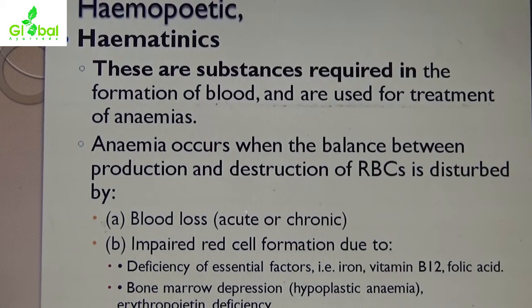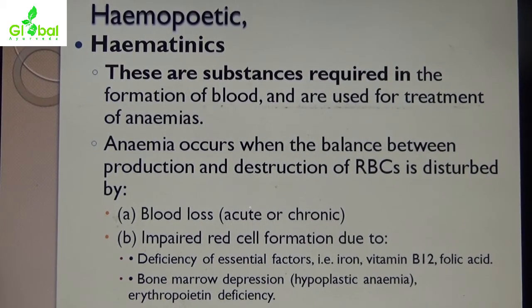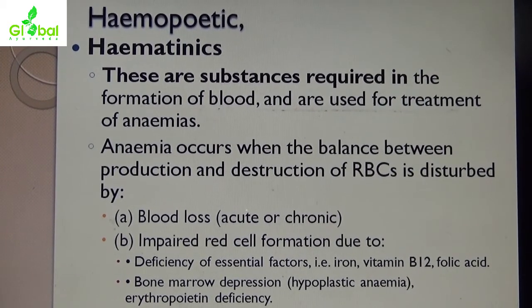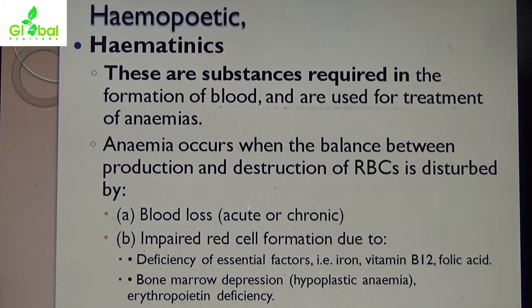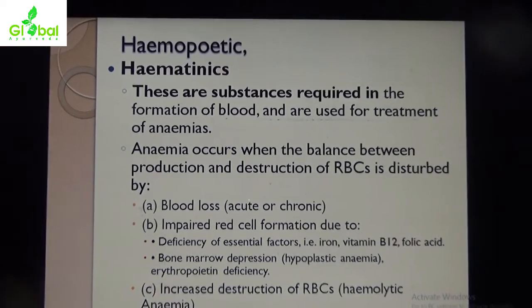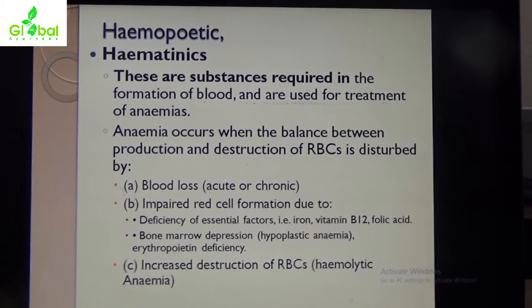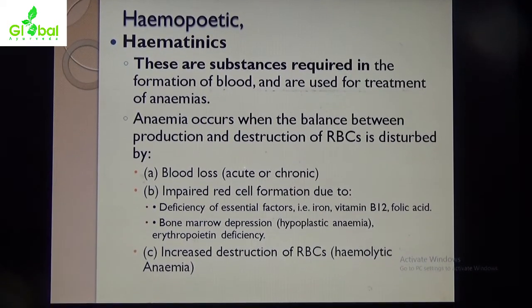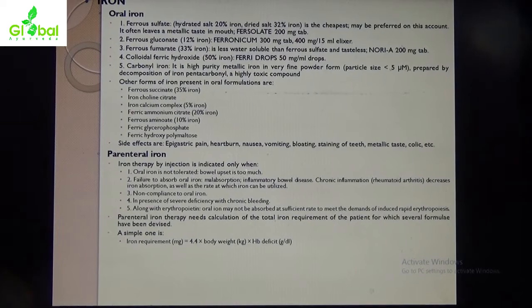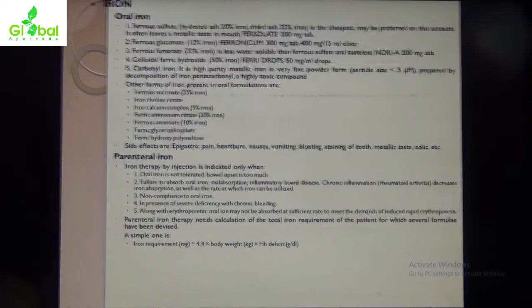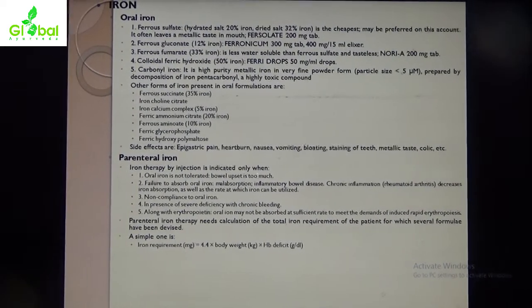In such conditions we use haemopoietics. Also, in increased destruction of RBCs we use these haemopoietic agents. Now, in haemopoietic agents, first is iron.